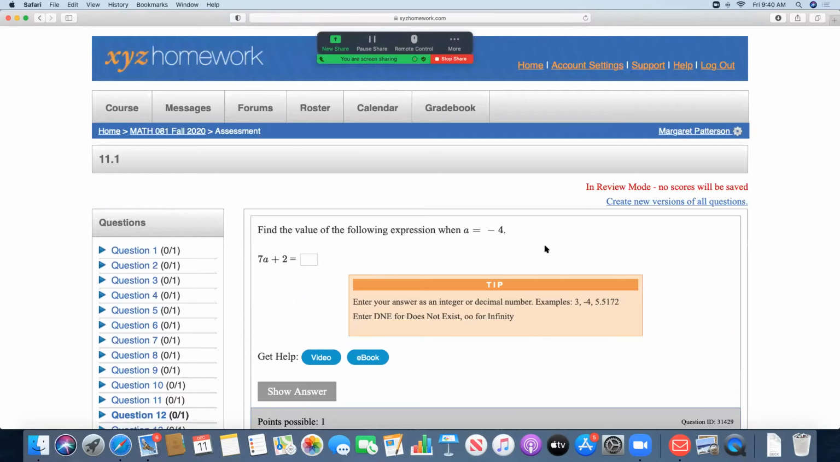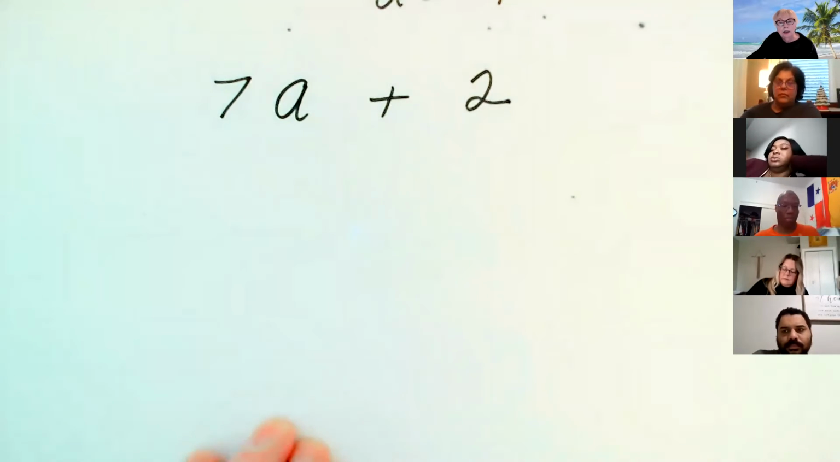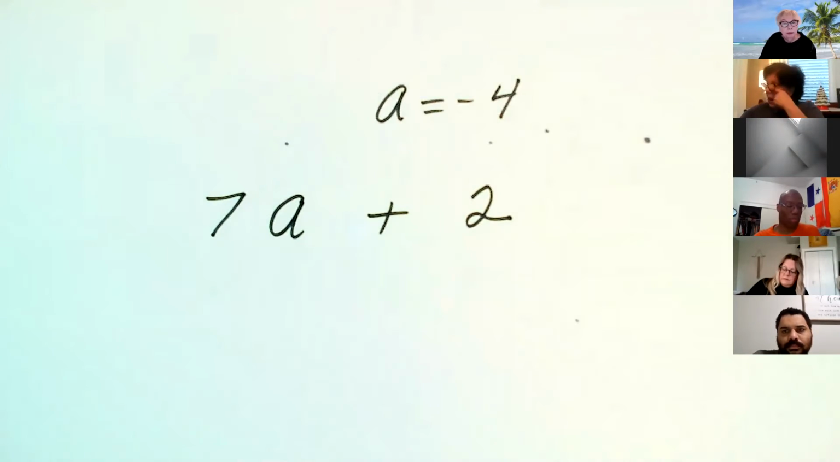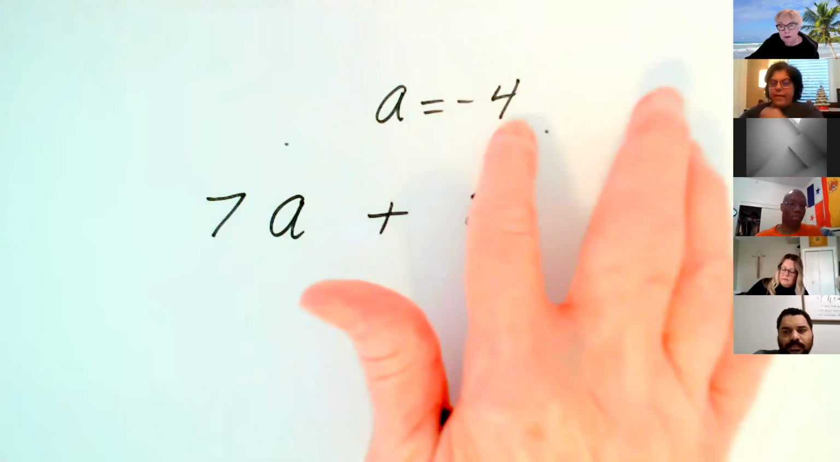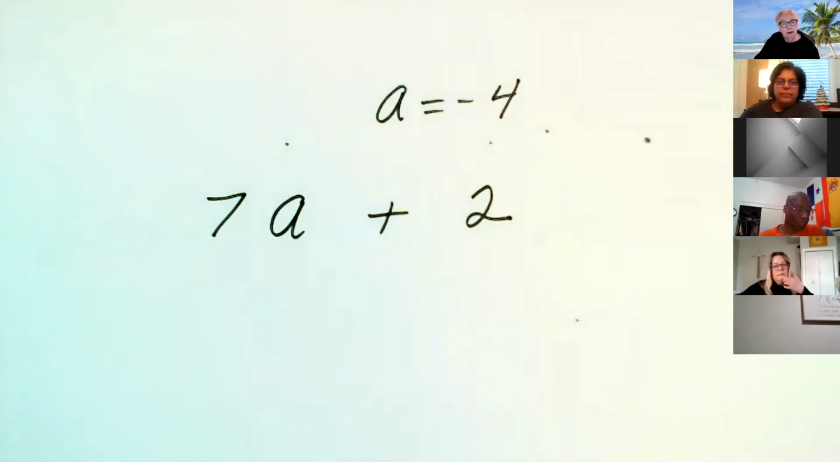Let me see what else was in chapter 11. Oh, here's a good one. I'll tell you this right now. 7a plus 2, let's do that one. 7a plus 2, and they said a is -4. Let's make sure you remember this one. So this basically said find the value, but then they told you the value for a is -4, and they want you to simplify this.